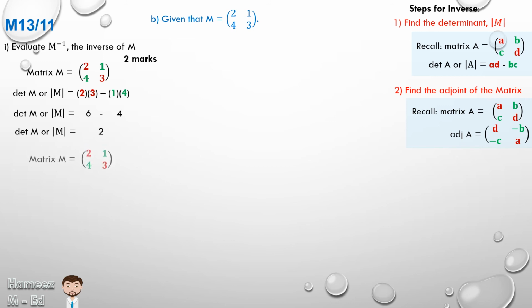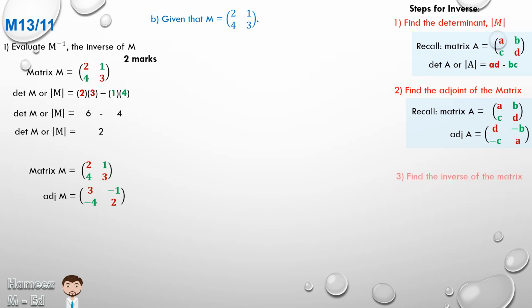So matrix M is 2, 1, 4, 3. If we find the adjoint, then the 3 comes up on top, the red 3 replaces the red 2, and the red 2 goes down below. And the green terms, we change sign, so it becomes minus 1 and minus 4.